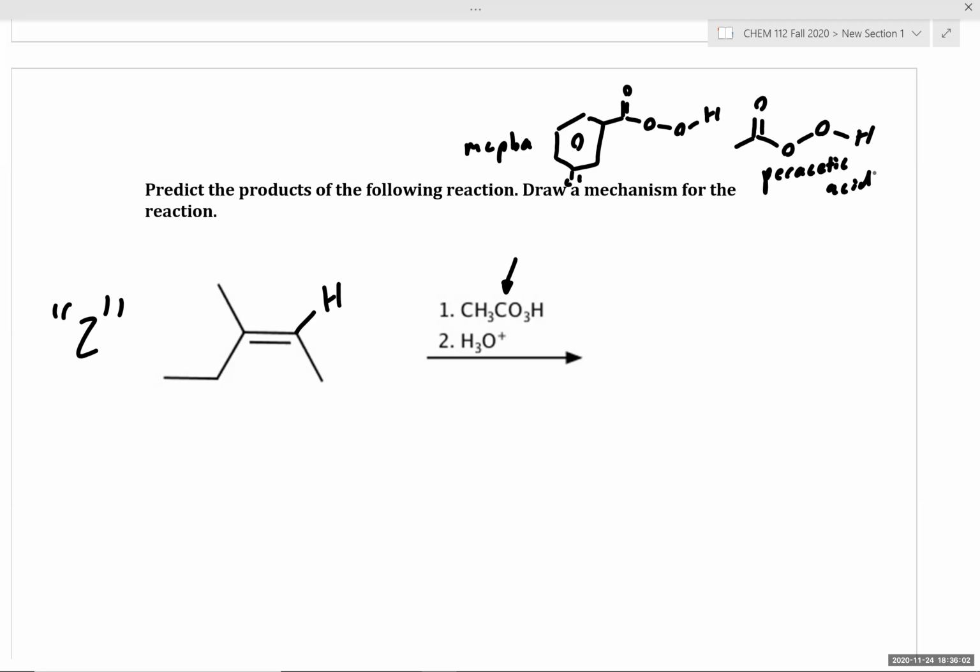What is this first reagent doing? Would anyone like to comment on that? What is this first reagent going to do to our alkene? What are we going to make after the first step? Just the first step here. What are we going to make? If we treat an alkene with a peroxy acid, what do we get out as our product?